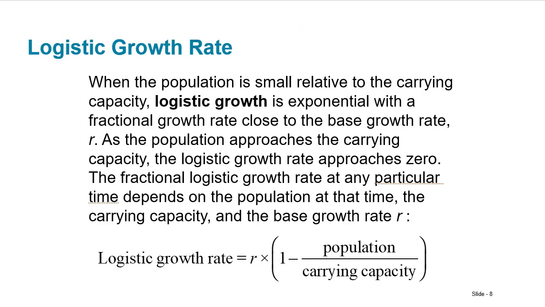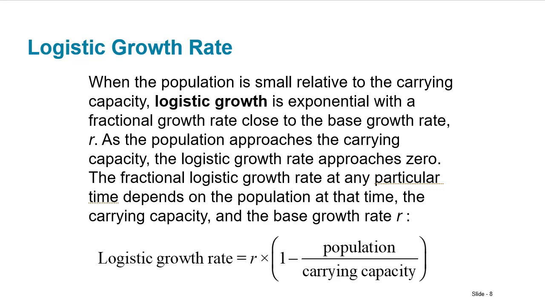So logistic growth is experienced basically when you have a fractional growth rate close to the base growth rate R. As the population approaches the carrying capacity, the logistic growth rate approaches 0. The fractional logistic growth rate at any particular time depends on the population at that time. So the carrying capacity and the growth rate R go into our formula, and we see that our logistic growth rate is going to equal R times 1 minus the population divided by the carrying capacity.